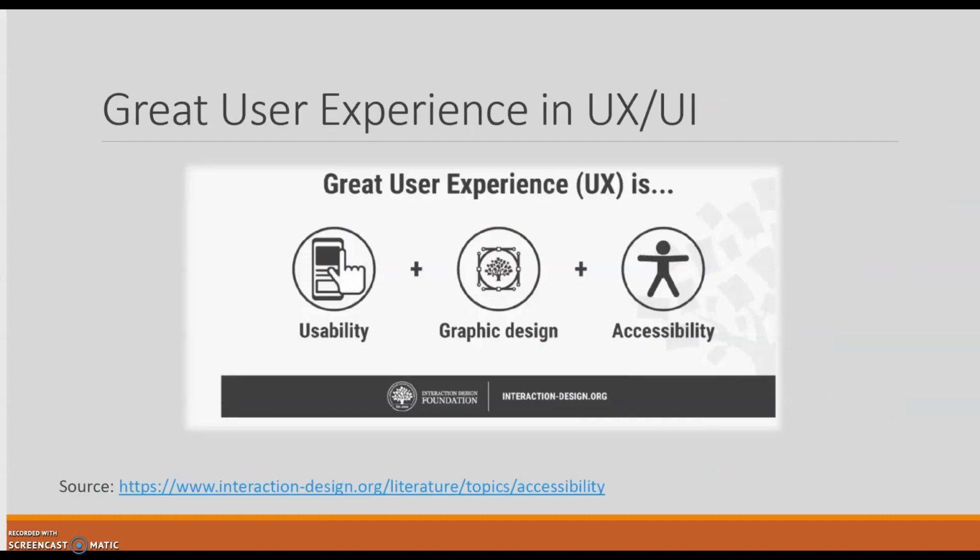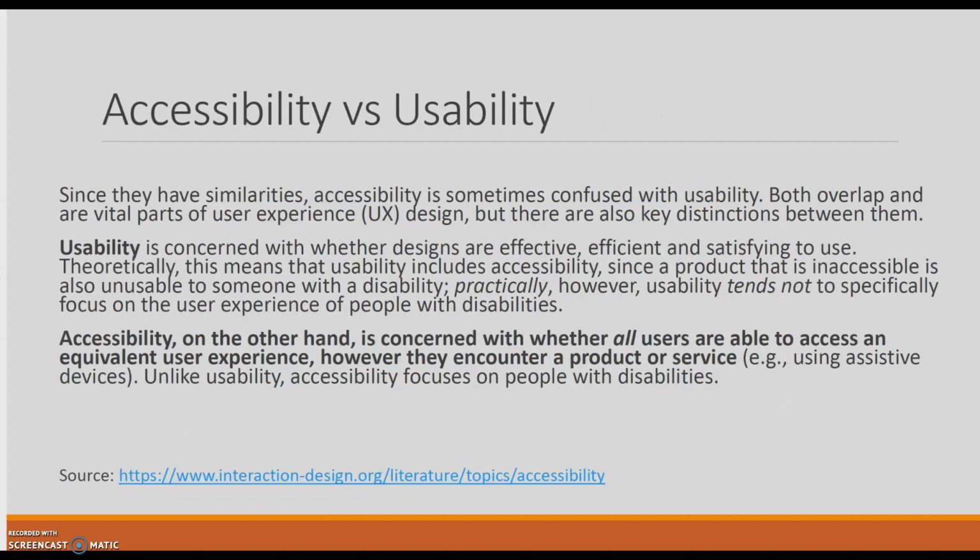Then, accessibility is part of the overall UX UI design. We've been talking a lot about usability, some of the design elements, including graphic design, and now we're layering on, or looking at it, as I mentioned, through the lens of accessibility. And we talked briefly about accessibility versus usability, so I want to distinguish those two things. They are similar, but usability is concerned with whether designs are effective, efficient, and satisfying to use. Accessibility is concerned with whether all users are able to access an equivalent user experience, however they encounter a product or service.